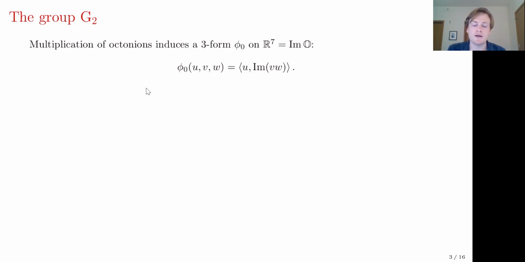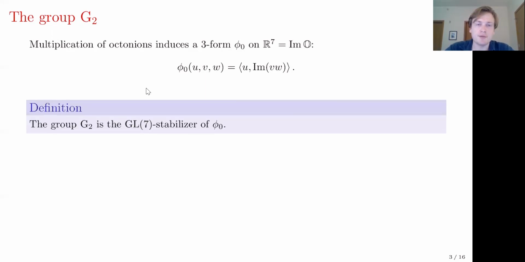And then on this copy of R7, we can construct a 3-form phi0 in the following way by saying, what does phi0 do to 3 vectors u, v, and w? Well, you just take the inner product of u with the imaginary part of the octonion product of v and w. So it's not immediately clear that this defines a 3-form because this formula only looks to be alternating in v and w, but it turns out, you can do some calculations, that this is also alternating in, say, u and v as well. So this formula really does define a 3-form.